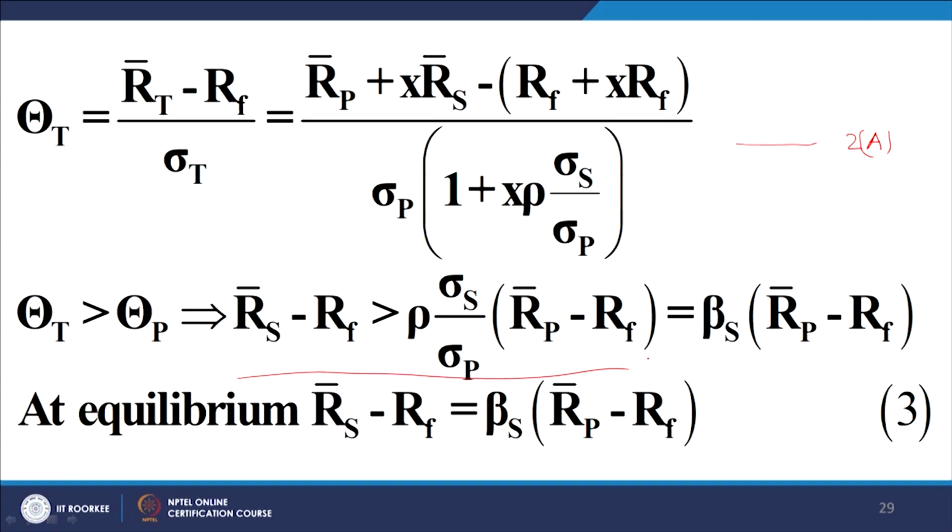And what is our decision criterion? Our decision criterion is that so long as theta T is greater than theta P, we will continue adding security S to our portfolio P. So, in other words, so long as R bar S, that is the expected value of return of S, minus R F, is greater than rho sigma S upon sigma P into R bar P minus R F, we will continue adding security S to the portfolio P to arrive at portfolio T. This is the decision criterion. So long as this process continues, we will do that.